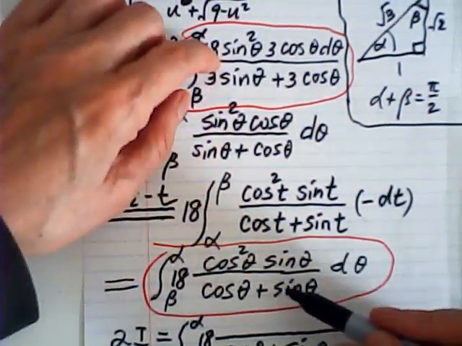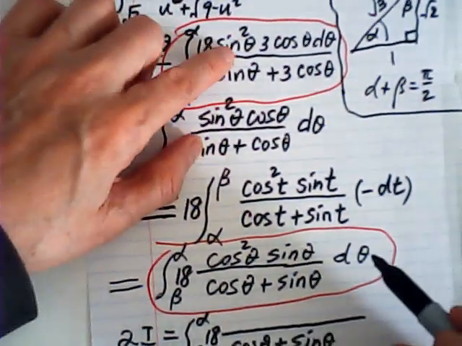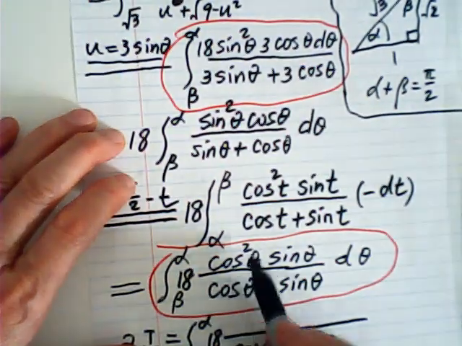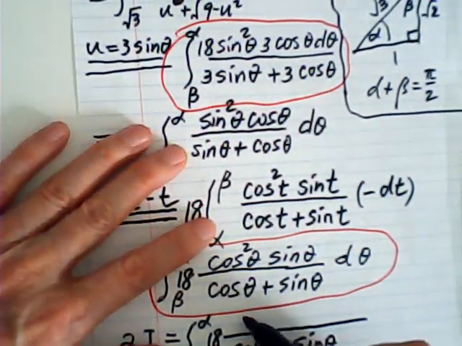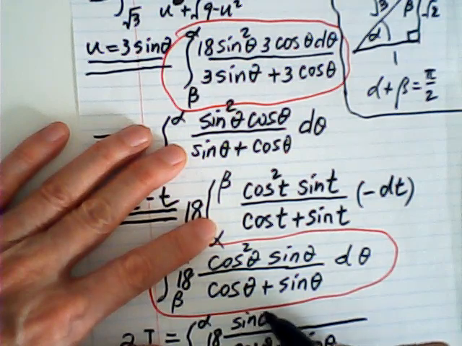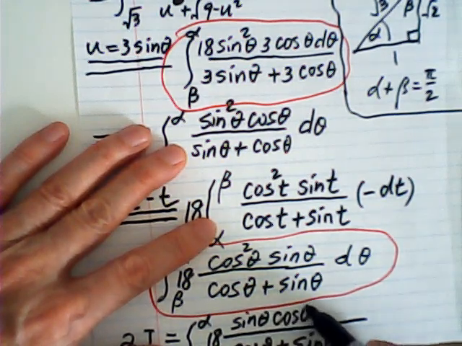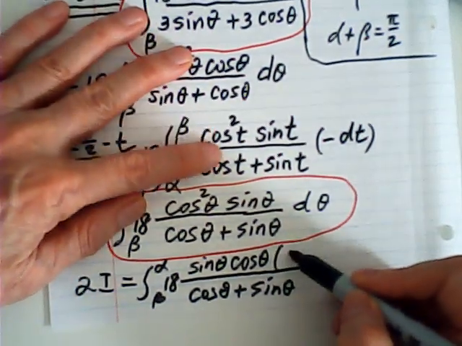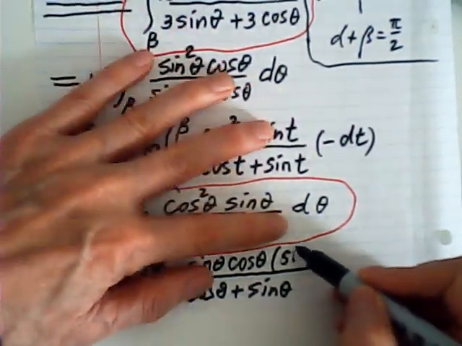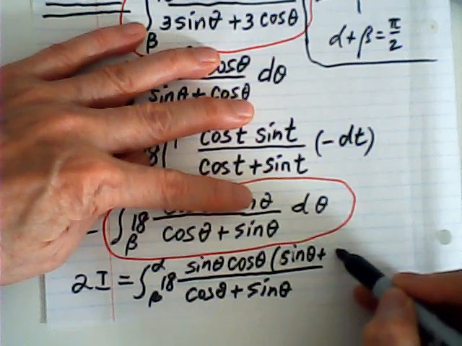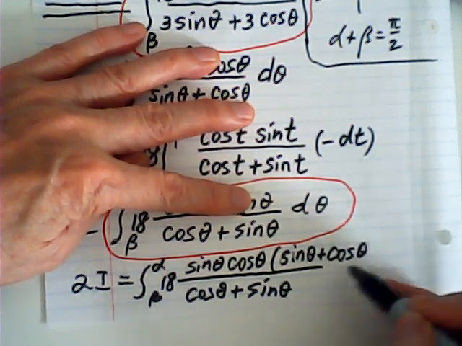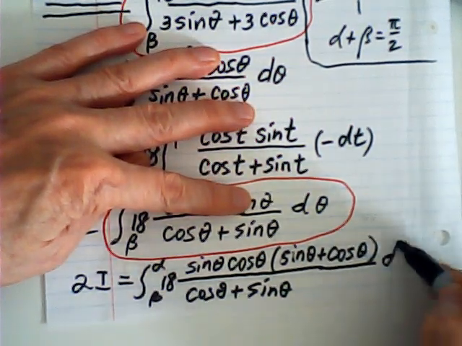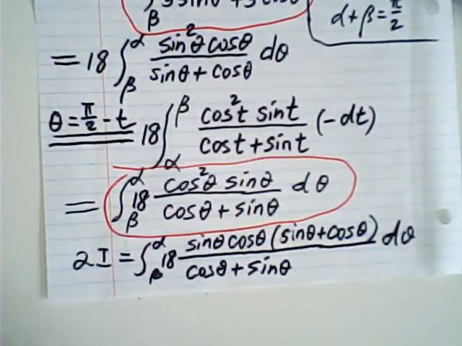And you have a common factor. Sine squared cosine, cosine squared sine. Therefore, sine theta cosine theta is common. Common factor. And then left over sine theta plus cosine theta, d theta. All right, I need a new paper.